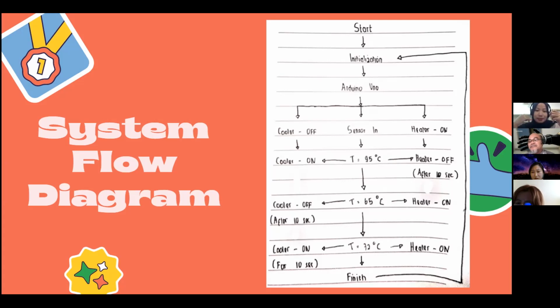Sir, quick question. Do we need to document when we try to build the circuit together for documentation? Yeah, of course. Yes, you have to document everything. Like when you do the lab, you also document the work.